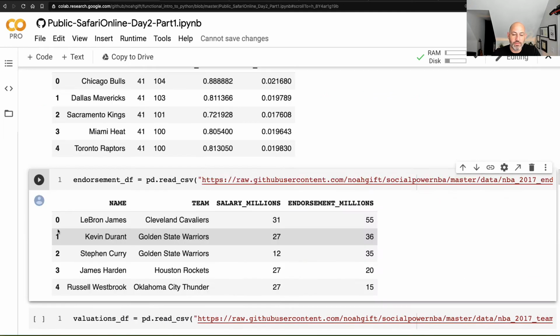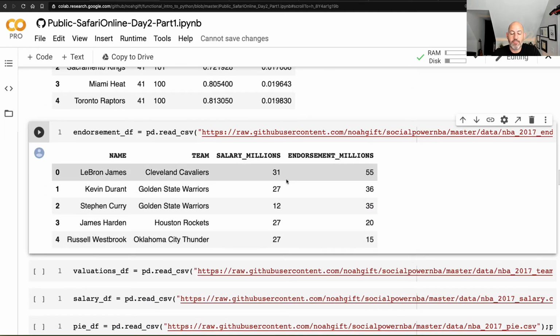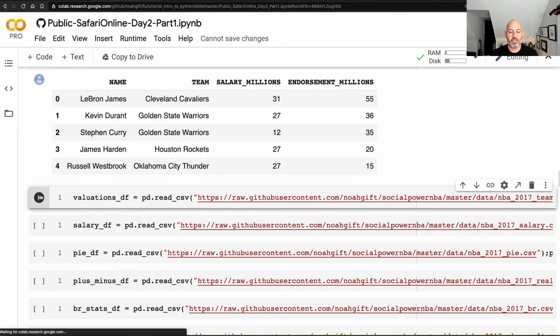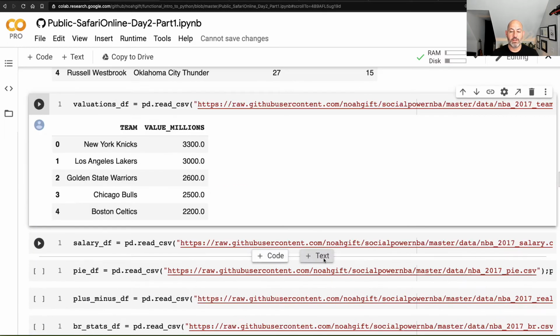I have some endorsement data, right? So this at the time was how much money he was paid in salary, LeBron James, and almost how much he was paid in endorsement. So you can see that they're getting paid more money in endorsement than they're getting paid in salary. And then valuation. So here's the teams they're on. Here's how much they're worth. So in this, well, we don't know now. New York Knicks might not be worth that much more money anymore. But at the time, the Knicks and the Lakers were worth a little over $3 billion.